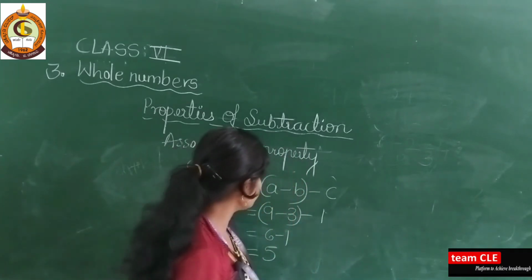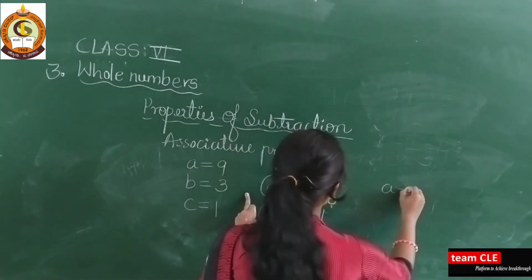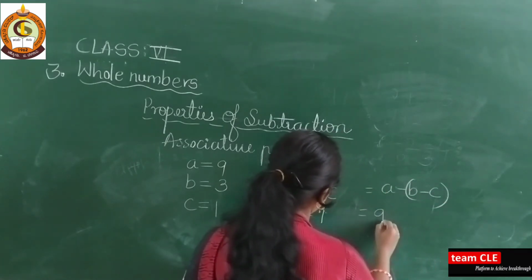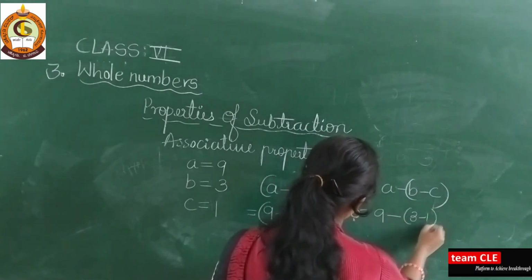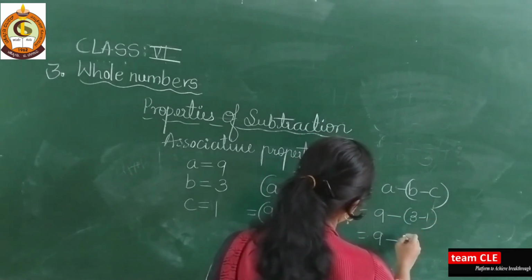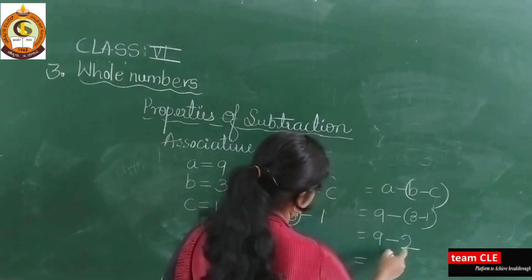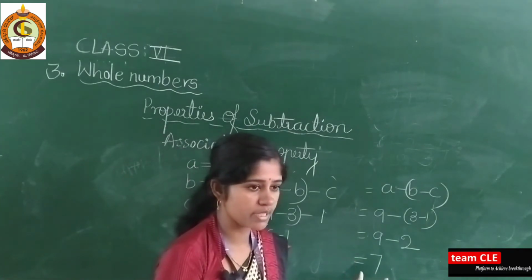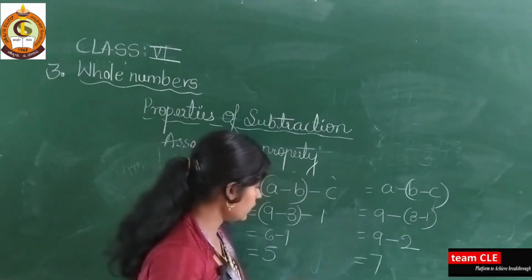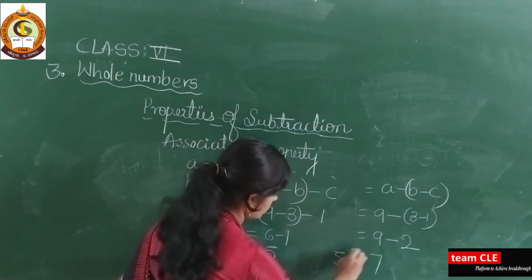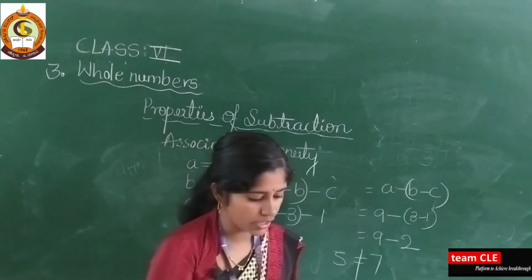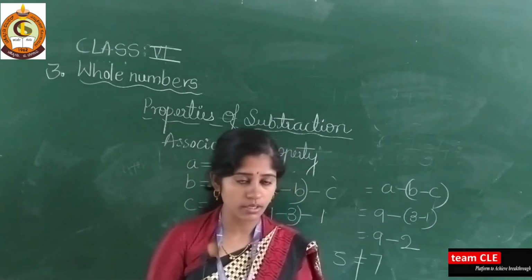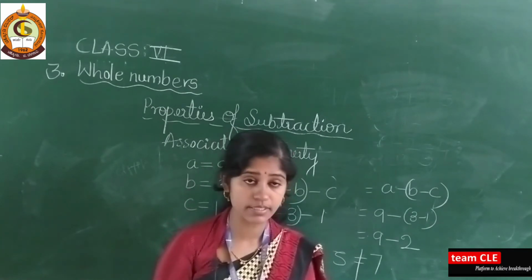Again you take here one more group, A minus B minus C. So you make this group. Take 9 minus 3 minus 1. Okay, 3 minus 1 is 2. So 9 minus 2 is 7. So here I got 5 as an answer, and here I got 7 as an answer. Therefore, see here, this 5 is not equal to 7. So here also the associative property will not exist in whole numbers in subtraction.